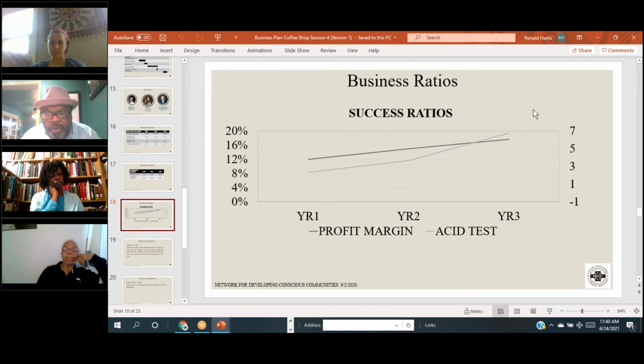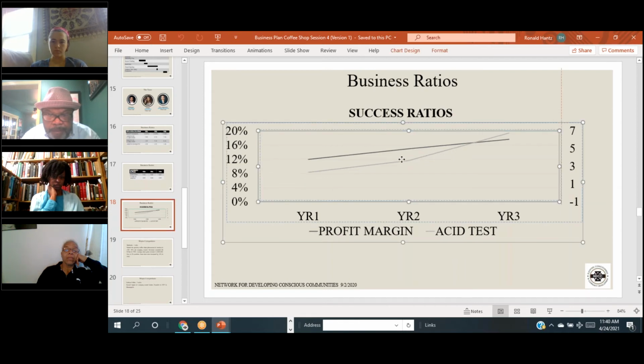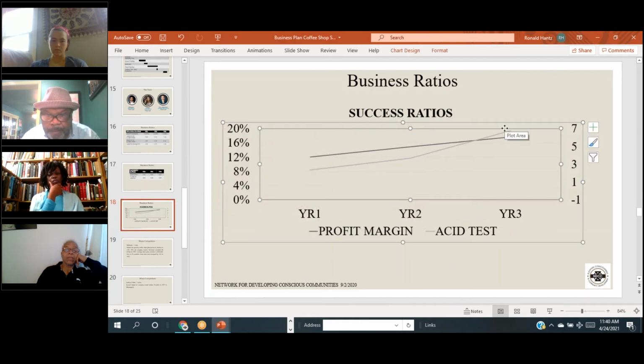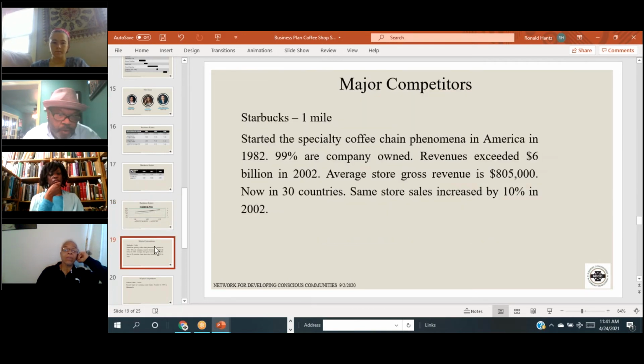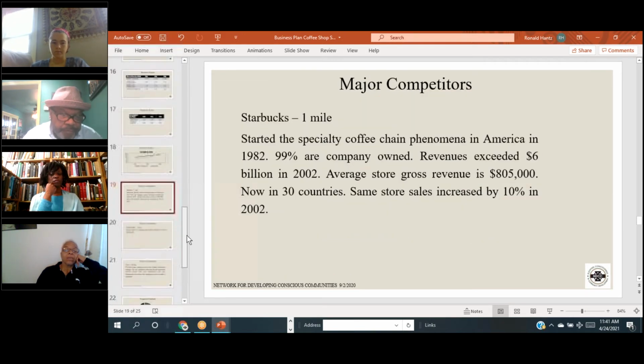Again, you see the graphing of that number in terms of the success ratios. And you can see that profit margin going up, along with the asset test. They're all increasing. And that's what you want to have in your business, increase.